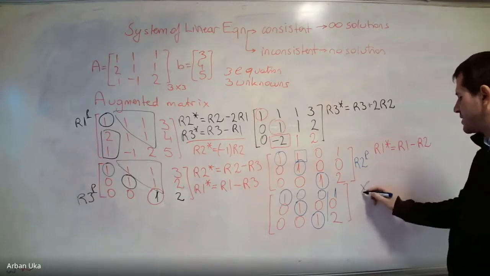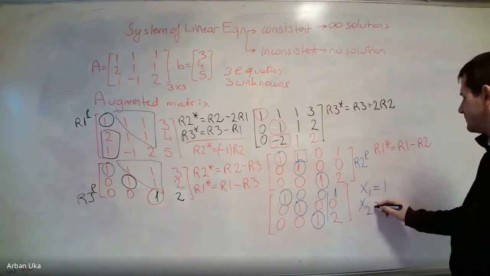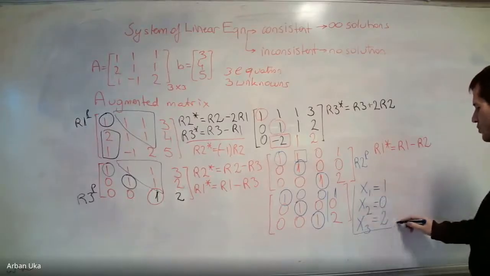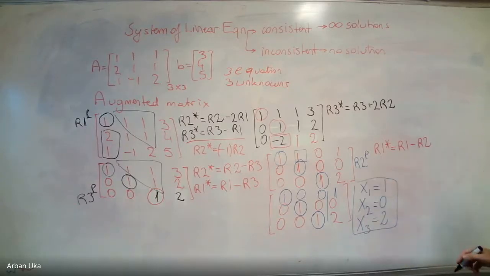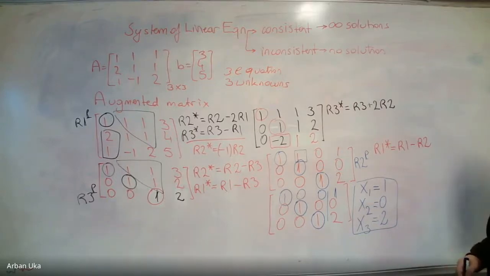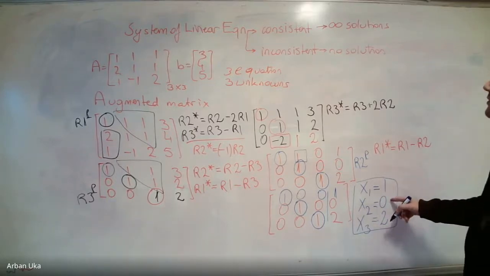So finally, we say that x1 is equal to 1. x2 is equal to what? 0. Yes. What is x3? 2. So what is the solution? The solution is one point, which is 1, 0, 2. Okay? So how many solutions do we have here?